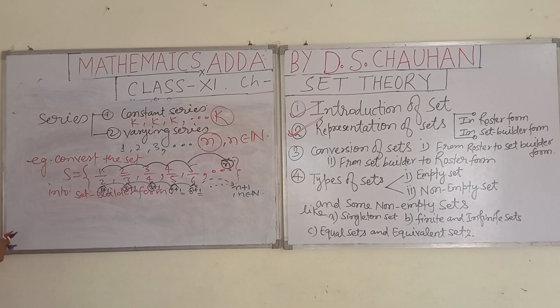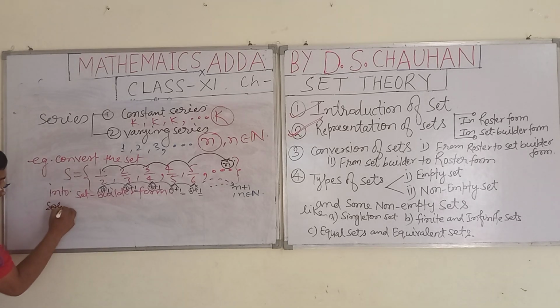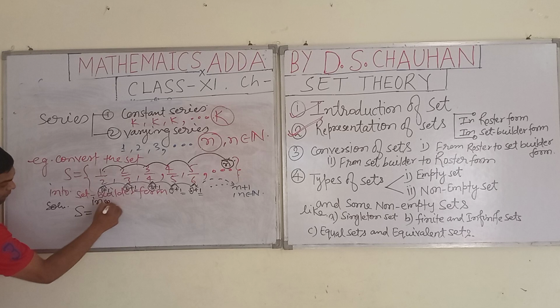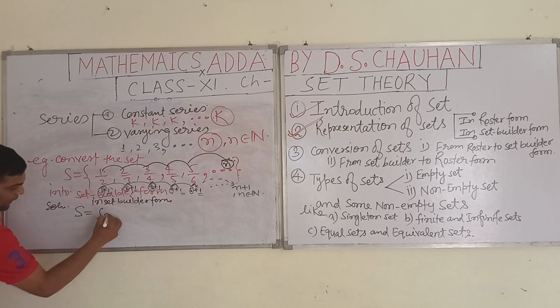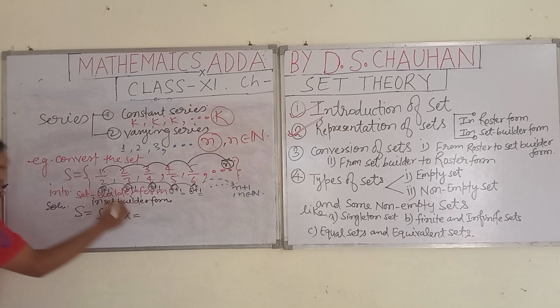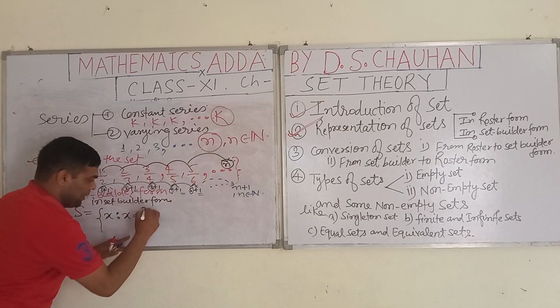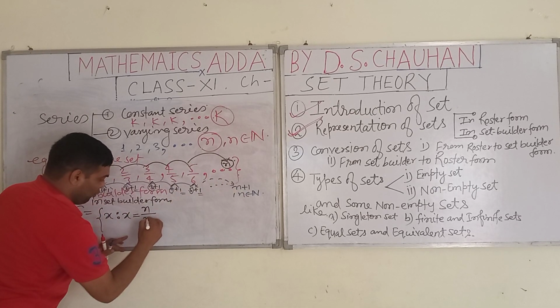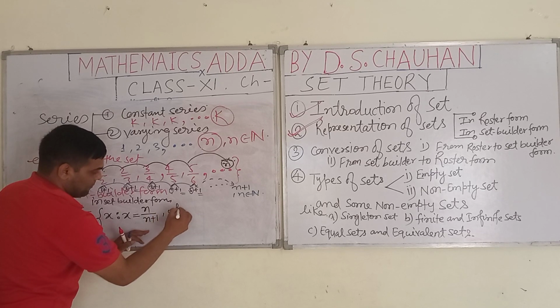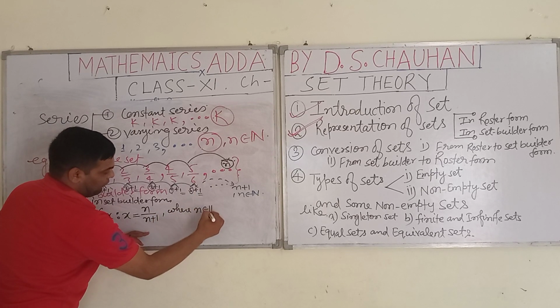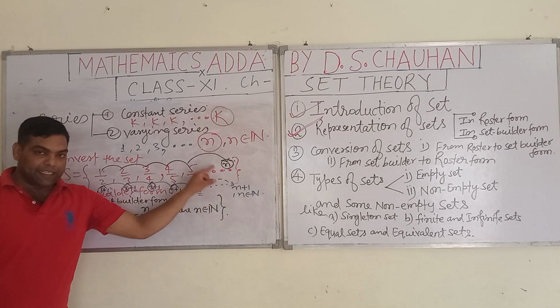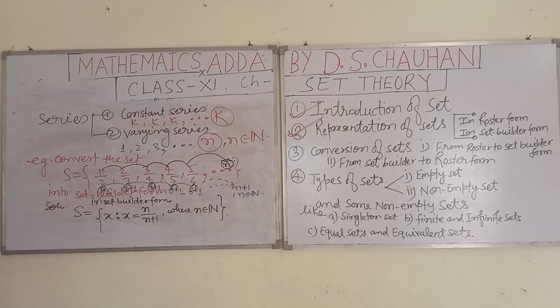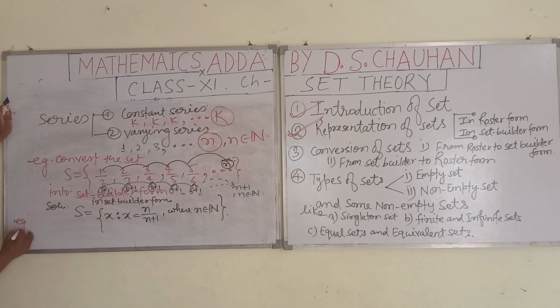Keeping this in mind, students, what can we write down? Solution. In set builder form, it could be x such that x is equal to n upon n plus 1, where n belongs to the set of natural numbers, and this is an infinite set. Okay students, now suppose I am giving you one more example where we can count the number of elements.